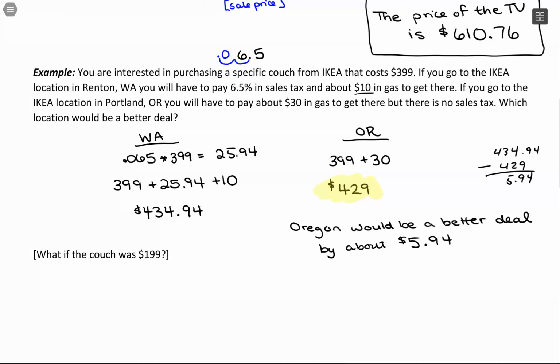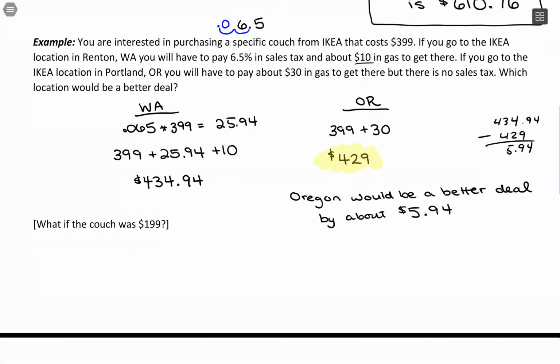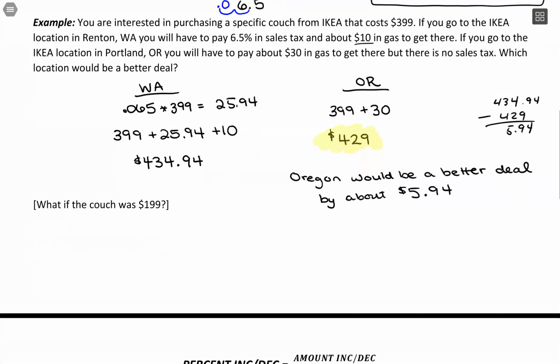So there's a little cost comparison, but let's see what happens when we change the cost of the couch. Let's say it was a cheaper couch at $199. Let's see if the situation changes. So with Washington, taking that 6.5% sales tax of the $199, now we have sales tax of 12.94. So we're going to have the cost of the couch plus the sales tax plus the $10 gas money.